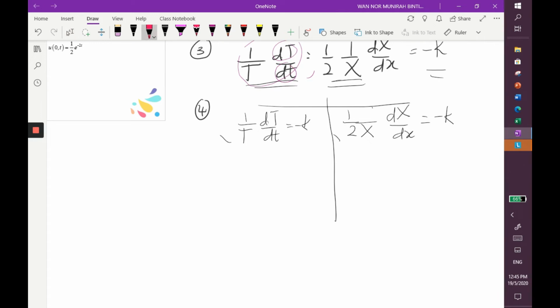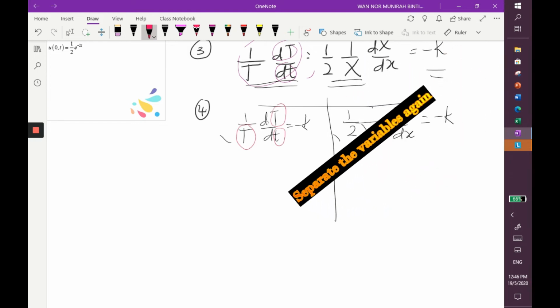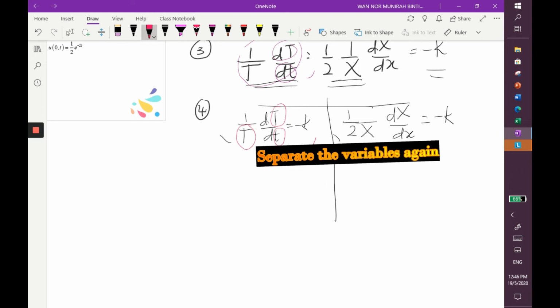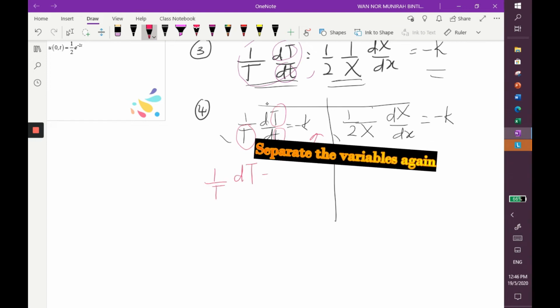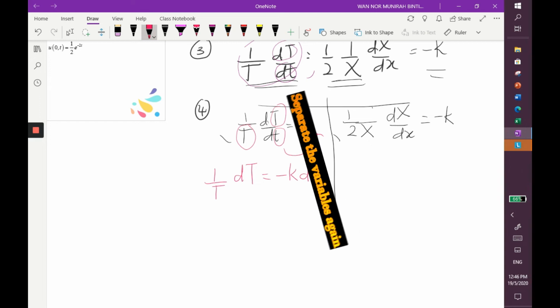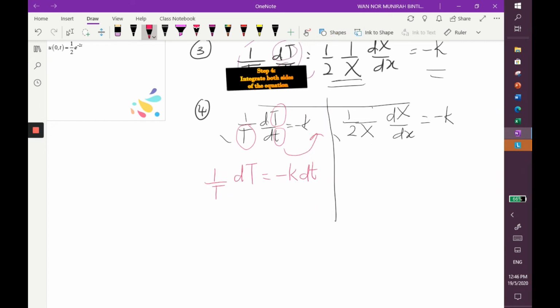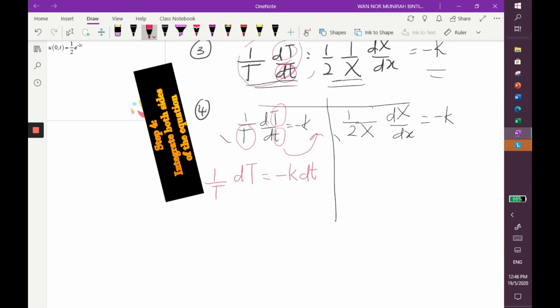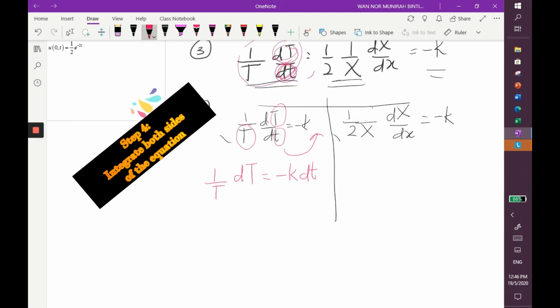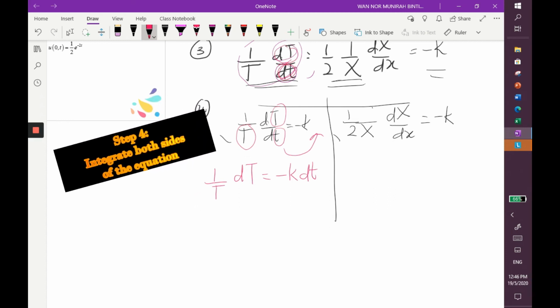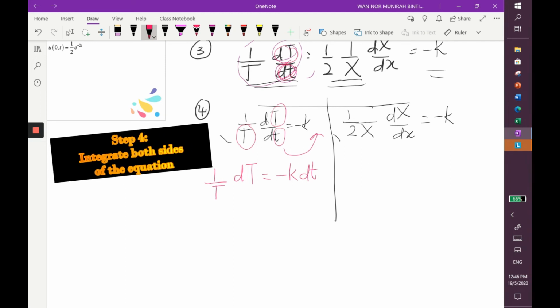So what I need to do is, again, I try to separate the variables because at your left hand side you have capital T, but this one is small t. This small t will be brought to your right hand side. So this one I have 1 over t dt equals to negative k dt. Then only you can integrate. You see? It's no longer weird. Just now you had dt dt on your left, so how do you integrate? We integrate with respect to one variable only.